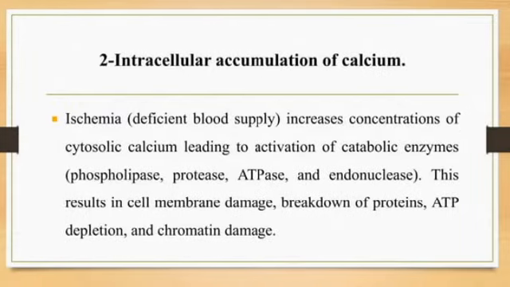of the plasma membrane. Second one is the intracellular accumulation of calcium, which is caused by ischemia, that is the deficient blood supply. It increases the concentration of cytosolic calcium, leading to the activation of the catabolic enzymes, which are phospholipases, proteases, ATPases and endonucleases. This results in cell membrane damage, breakdown of proteins, ATP depletion and chromatin damage.